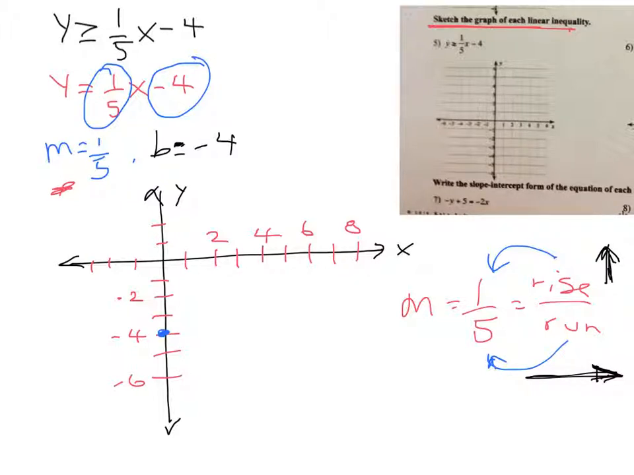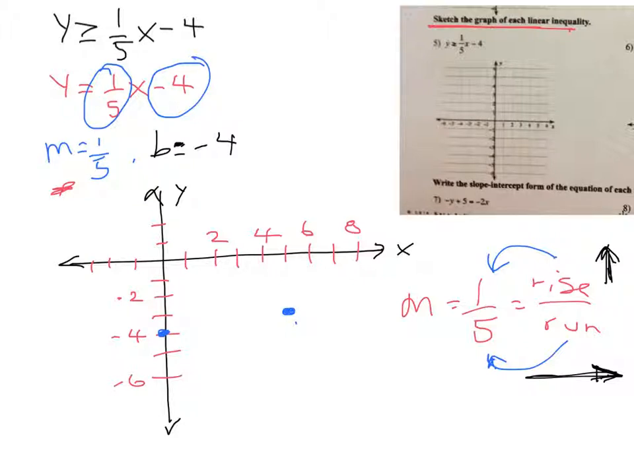Where do I start? I start at my y-intercept. So I'm going to go from here, 1 up for the rise, and then 5 to the right: 1, 2, 3, 4, 5. So here will be my second point. Again, start at the y-intercept, 1 up, and 5 to the right. There you go. Now I have the 2 points with which I'm able to draw the line.